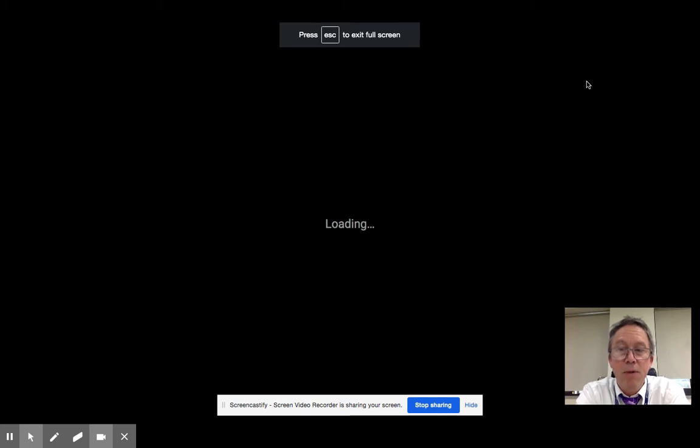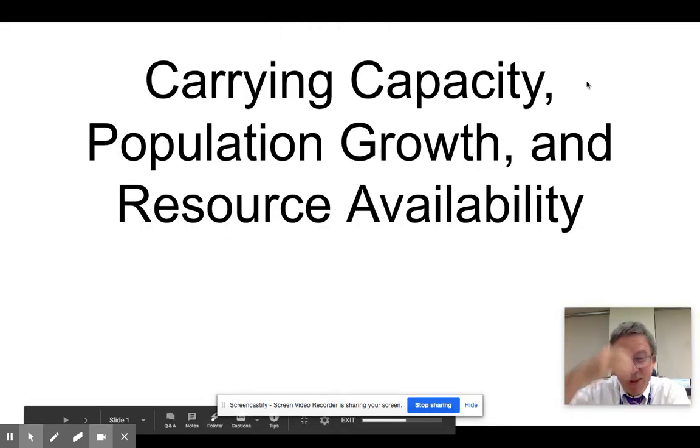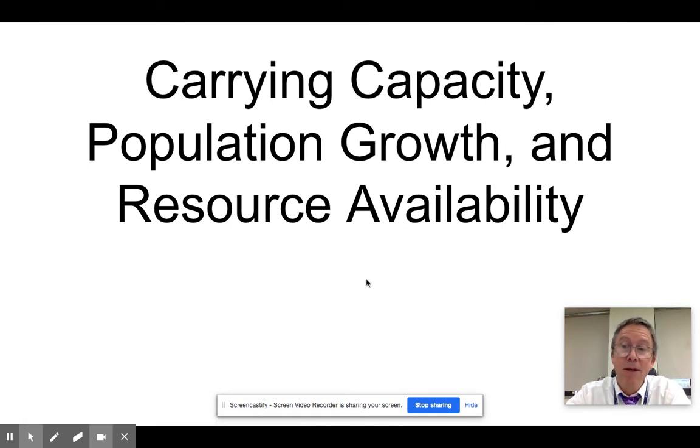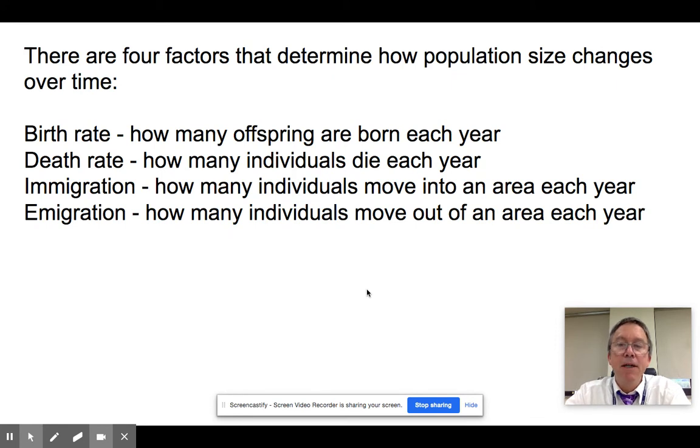Okay, so buckle your seatbelts because this is a pretty big topic we've got here. Carrying capacity, population growth, and resource availability is a pretty important one for this particular unit. So here we go. Essentially, there's four things that can cause a change in an organism's population. Basically, there's things that can make it go up and things that can make it go down.